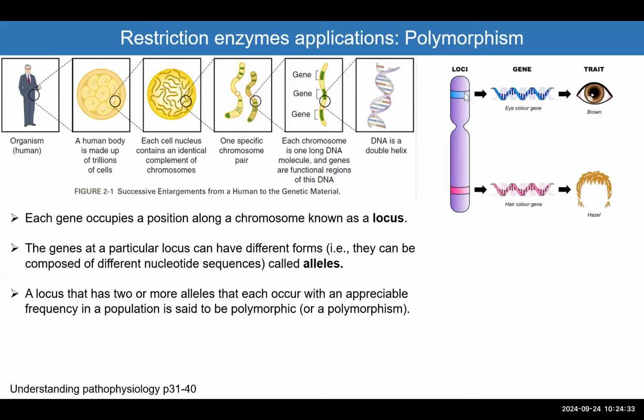The loci is conserved, but the sequence might be different, and therefore the proteins that are generated can be different, and therefore the trait is different. Now, a locus that has more than two alleles is considered polymorphic. So any of these genes that we are talking about is a polymorphism. So difference in eye color is a polymorphism, and difference in hair color is a polymorphism.